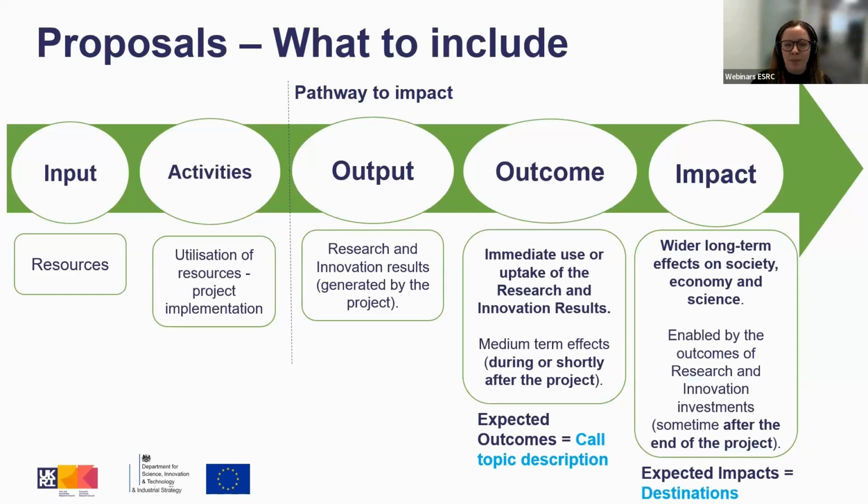So the pathway to impact starts from your project results or output and is about how these results lead to the expected outcomes, which are listed in the call topic description, and the expected impact, which are described in the destination descriptions. So I've included the earlier stages in my diagram because I think it helps to conceptualize the overall process, and I hope this will be something helpful as a visual aid for you later. So now we've seen the stages and where the different levels of impact are expected, I'm going to touch quickly on how to maximize impact.